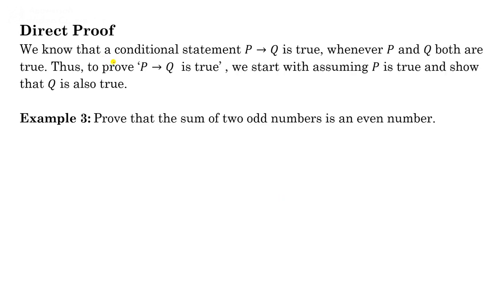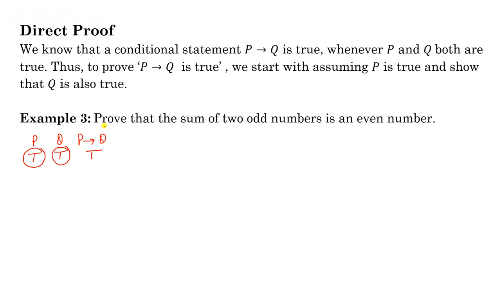Direct proof. Whenever P is true and Q is true, when both are true, then you know that P implies Q is also true. So we will assume that P is true and we will show that Q is also true. Then this conditional statement will be proved. So for direct proof, we will start by assuming P is true and we will show Q is also true. In this case, the conditional statement P implies Q will be true.